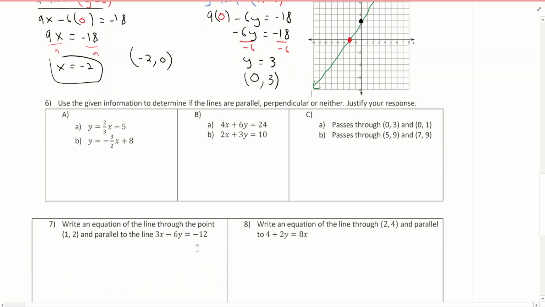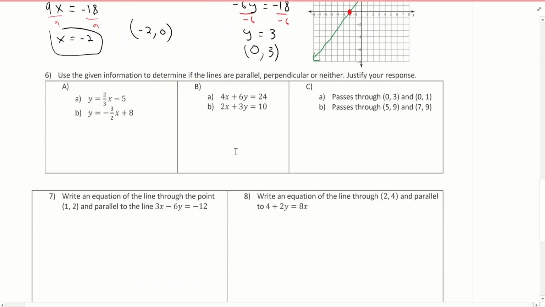Number 6 is asking us to use the given information to determine if the lines are parallel, perpendicular, or neither. And so we need to remember if they are parallel, lines have the same slope. If they're perpendicular, they have opposite reciprocal slopes, which means they're different signs and they're flipped versions of each other, right?